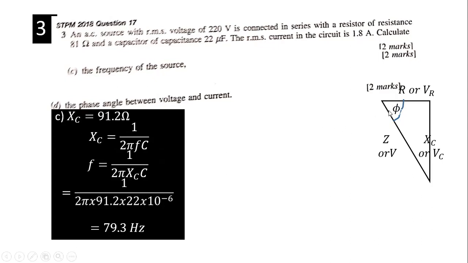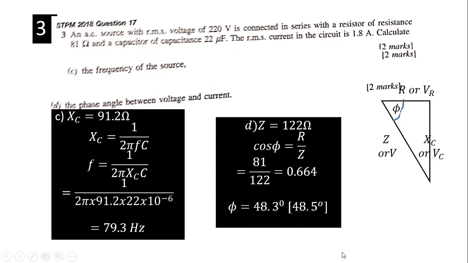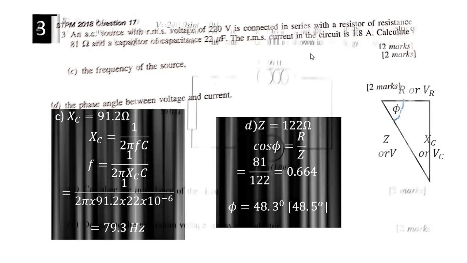Then you want to calculate this angle. You can use any of cosine, tangent, or sine, whatever is convenient. Z we have already calculated. Your cos phi or cos theta is just your R over Z. As I say, the difference is because of the number of significant figures we use in our calculation. That doesn't really matter. Okay, let's carry on.